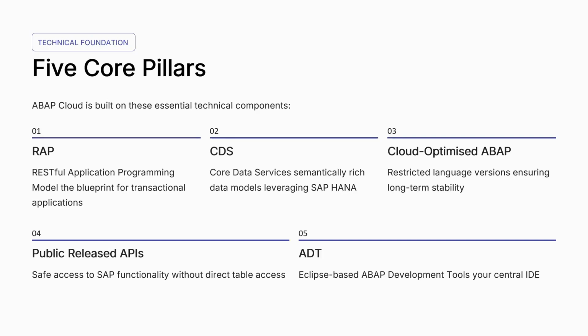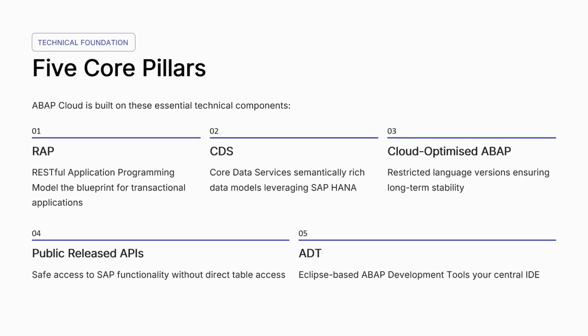The next one we have is cloud optimized ABAP language. ABAP Cloud does not allow unrestricted ABAP usage. It uses restricted language versions like ABAP for cloud development. Only a safe subset of ABAP statements is allowed. This prevents risky coding patterns and ensures long-term stability.